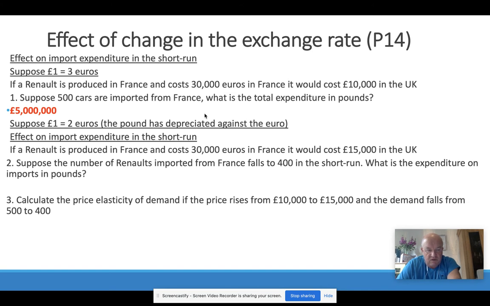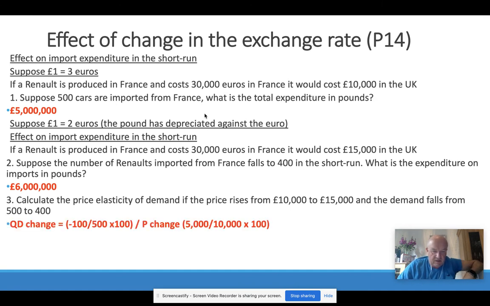But if we've got this change where the value of the pound is depreciating against the euro, that is going to make a significant change. So in this instance, Renault is still producing in France. It costs €30,000, but it would cost £15,000 in the UK to buy. Suppose the number of Renaults imported falls to 400 in the short run. What's the expenditure on imports in pounds? So 400 times by 15,000, giving £6 million.